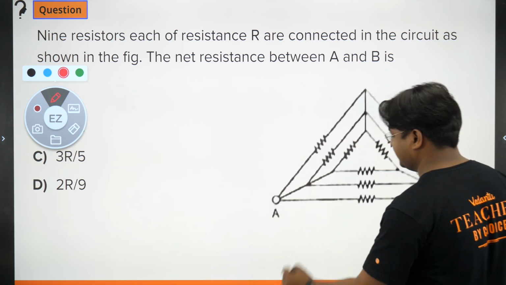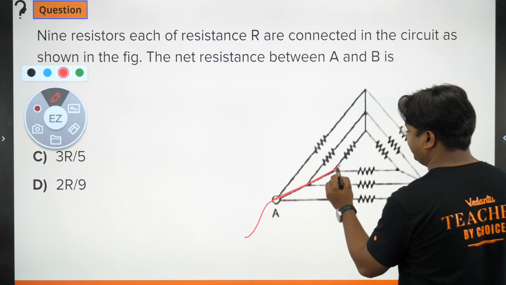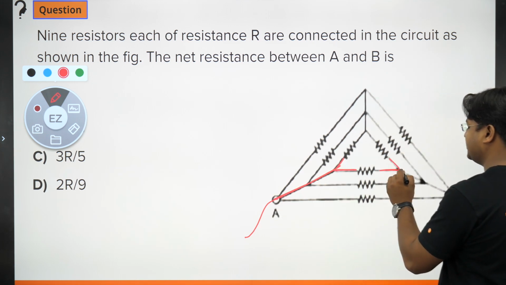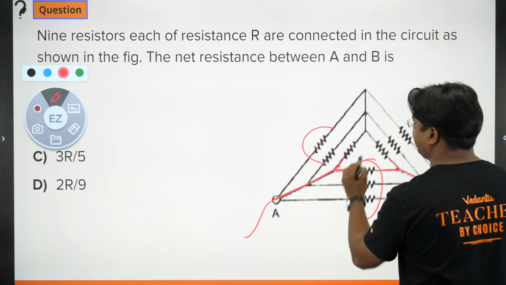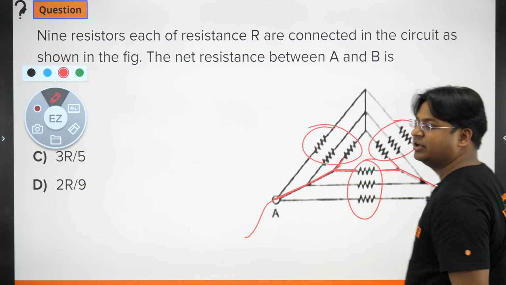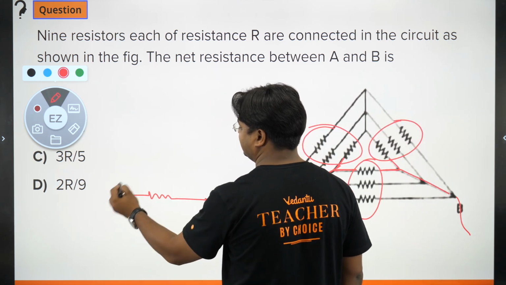We want to know the resistance between this point and this point. So what do we do? All these points will be at the same potential, which means these three are parallelly connected. So we can replace this circuit by a circuit like this.